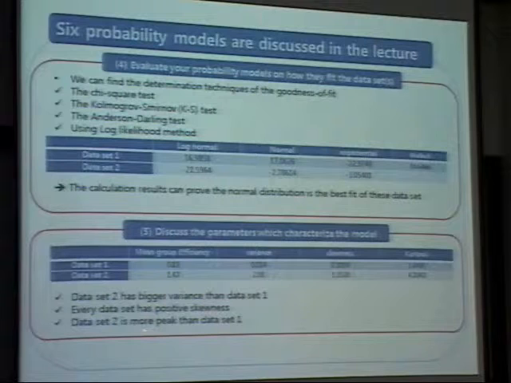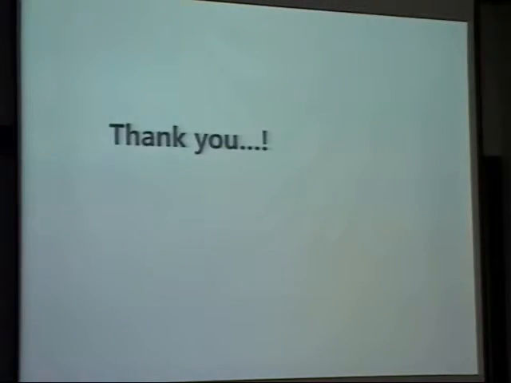The final conclusion is that data set 2 has a bigger variance than data set 1, and every data set has positive skewness. It means the graph looks like this, and data set 2 is more peaked than data set 1. This is our final conclusion. Thank you.